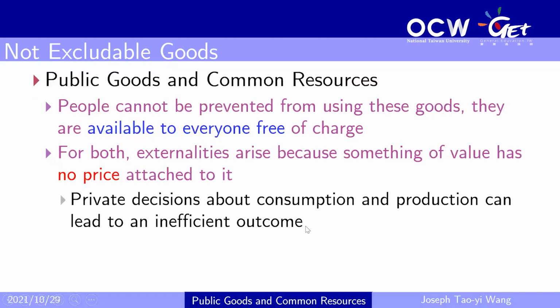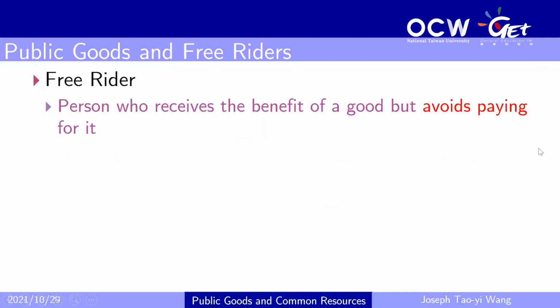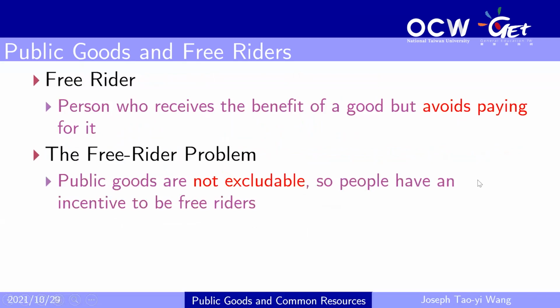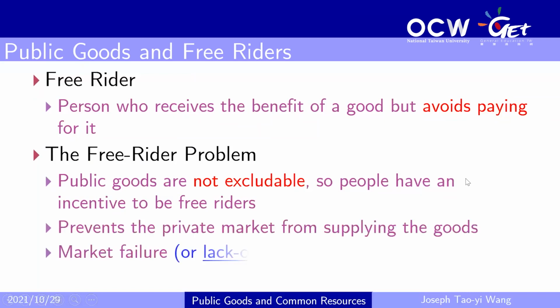And so because of this, private decisions about consuming and producing these goods would be inefficient. That's the whole problem for this. And it comes from the fact that you can consume and not pay. Or, I cannot exclude you from paying. And so for people who consume and not pay, we call these free riders. You enjoy the benefit, but you don't pay. And so because public goods are not excludable, there are these people who can enjoy it and refuse to pay, that's a problem. You have the incentive to become free riders.